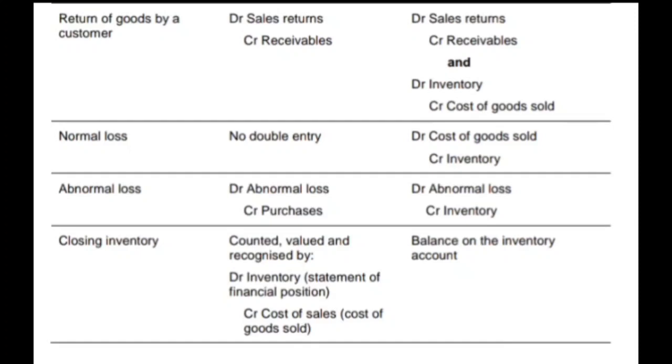Then closing inventory. The closing inventory entry shall be passed and calculated as inventory debit and cost of sales credit. Then under the perpetual inventory system, the balance of the inventory account shall be treated as closing inventory.